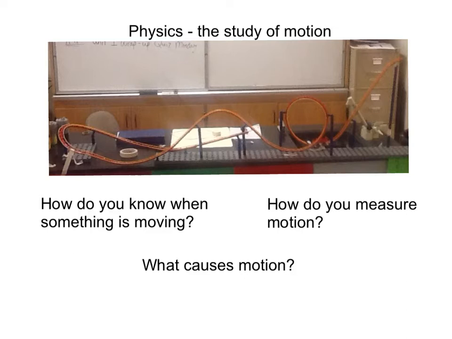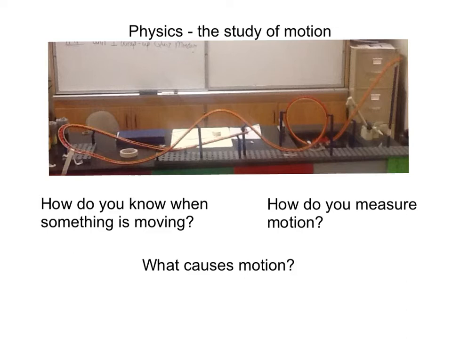Okay, so how do you know when something is moving? Well, the best way to be able to tell if something is moving is to have a reference point. All motion is relative, so you have to know what you're comparing the motion of the object to, and that would be your reference point. When something moves, it changes position from one place to another, and you can only tell that you've changed position if you have background to compare it to.